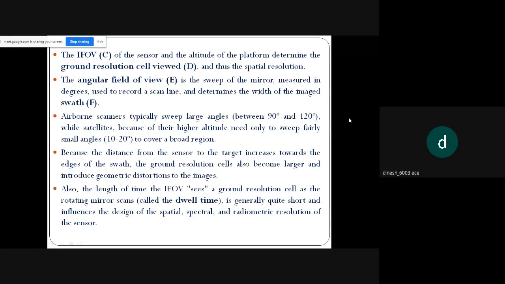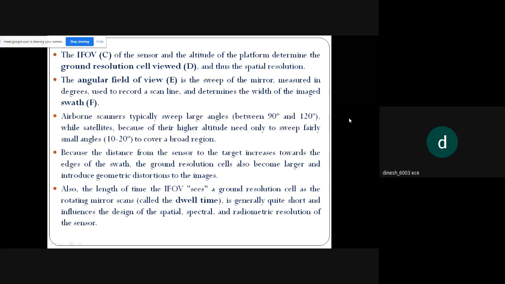We have airborne scanners that typically sweep large angles between 90 and 120 degrees, while the satellites, due to their higher altitude, need only to sweep a fairly small angle of 10 to 20 degrees to cover a broader region. Since the distance from the sensor to the target increases towards the edges of the swath, the ground resolution cells also become larger and introduce geometric distortions, as already said.